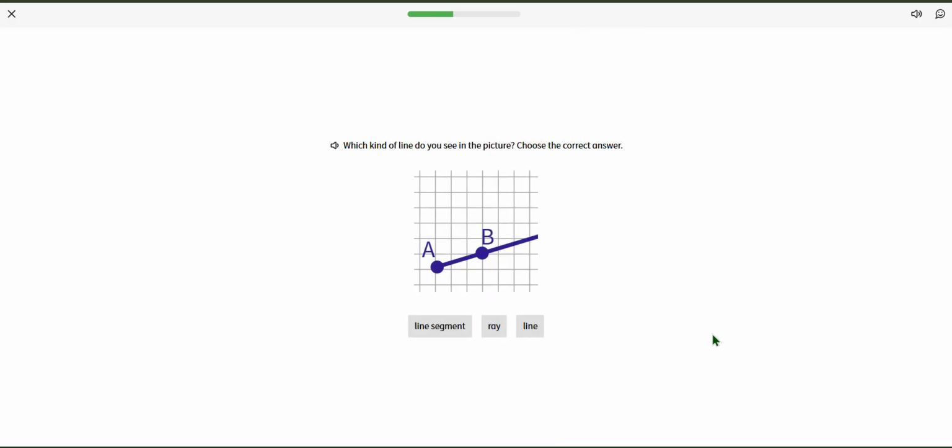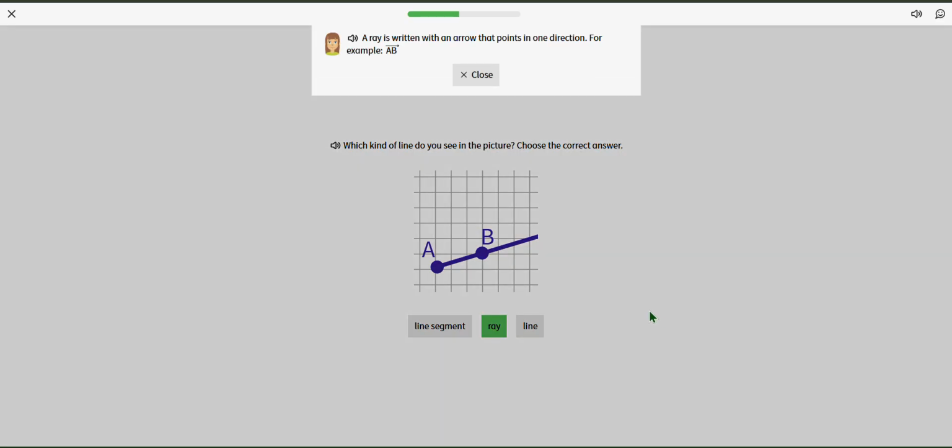Which kind of line do you see in the picture? Choose the correct answer. So we're going to practice this a little bit. We've got one point, the A, it starts, but there's nothing going to the opposite side. It goes to B and continues to infinity. So that's a ray. A ray is written with an arrow that points in one direction. For example, arrow above AB that points in one direction.